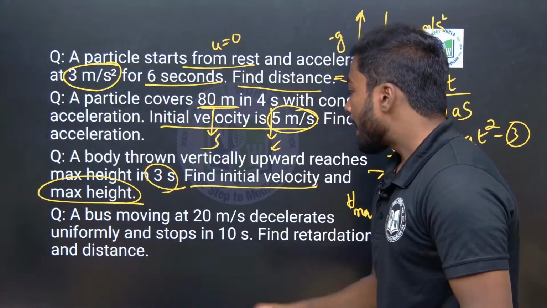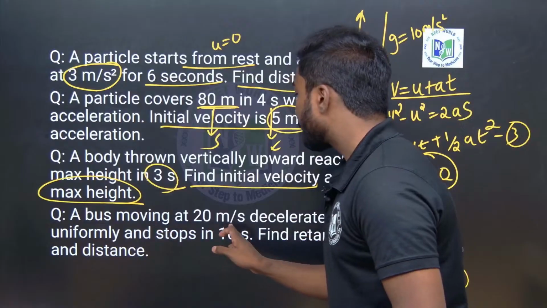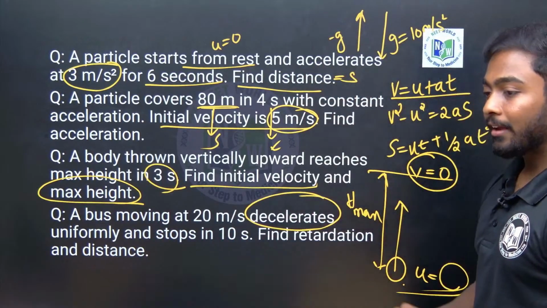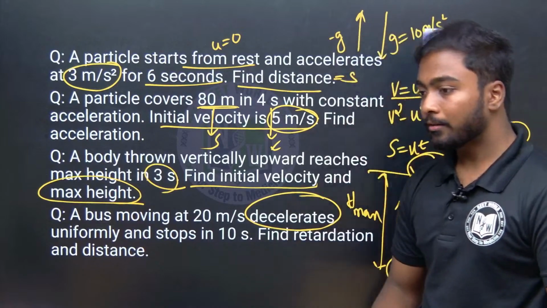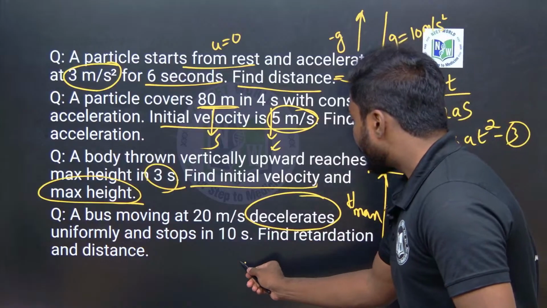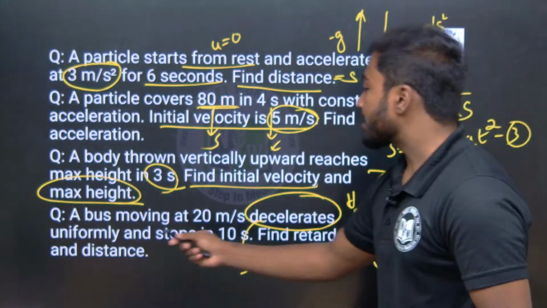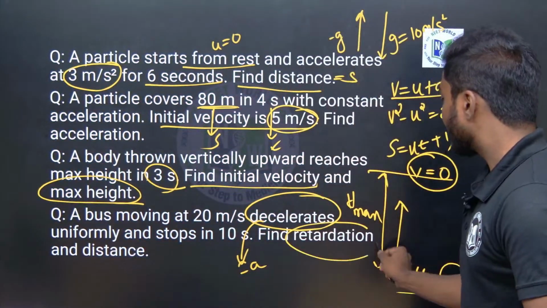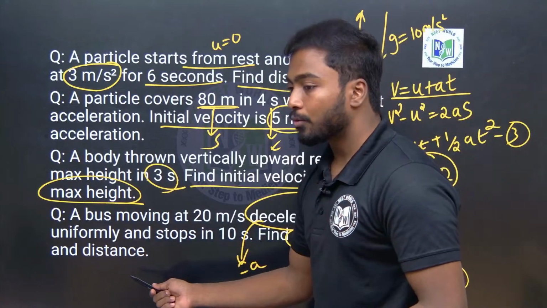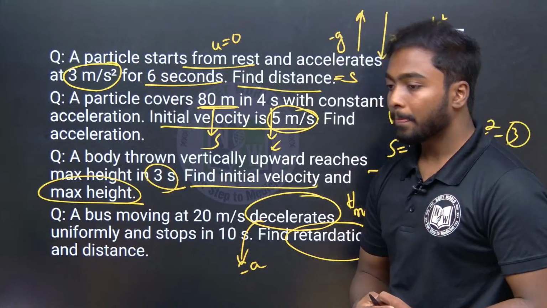The last question: a bus is moving at 20 meters per second, decelerates uniformly and stops in 10 seconds. What is the meaning of decelerate? Acceleration means I am increasing the speed, right? Decelerate means I am decreasing the speed. So this a I should consider as minus a. Find the retardation and the distance. Retardation means the opposite of acceleration, that is minus a, and the distance I need to find. So give the answer for these 4 questions. I have given a rough idea about this.